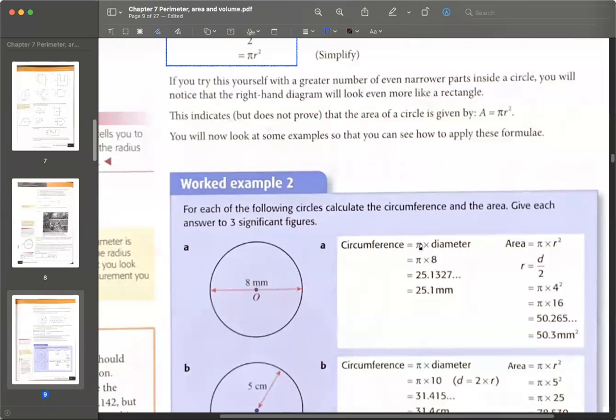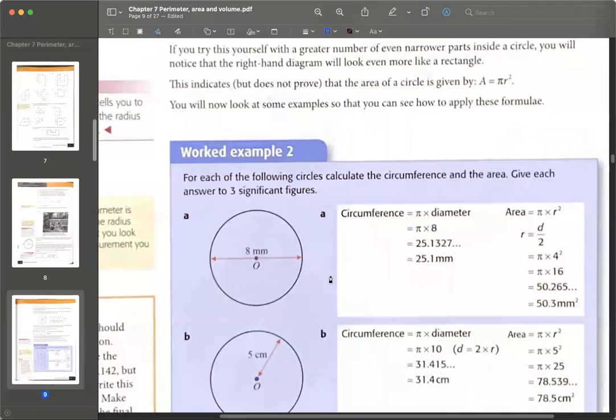Let's look at the worked example. For the following circles, calculate the circumference and the area. Give each answer to 3 significant figures. So let's look at this one. For the circumference, we can use pi d, but I wouldn't recommend it. I would find the radius, which is 4, then it's 2 pi 4, which is easier, and then I can get the answer. If you use pi d, it's the same answer.